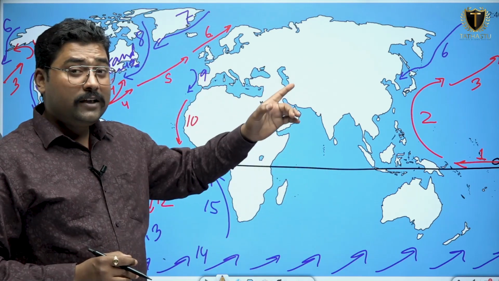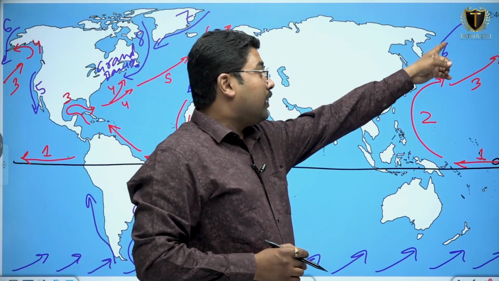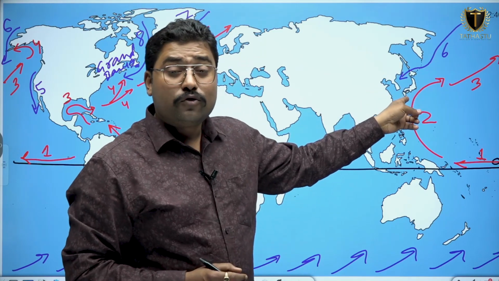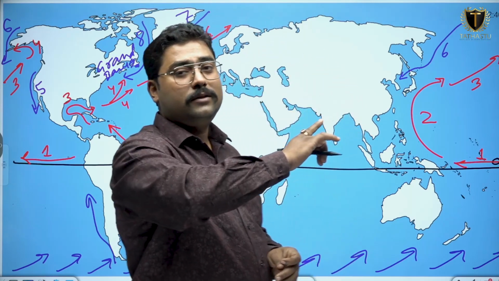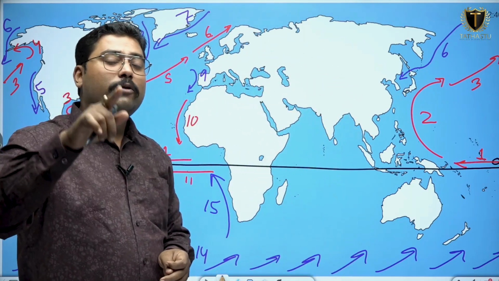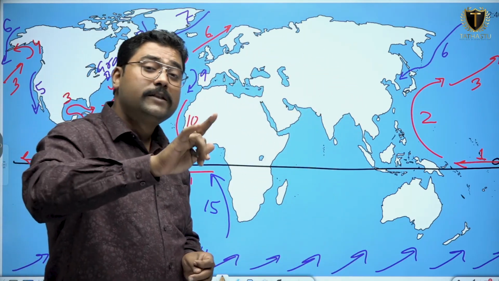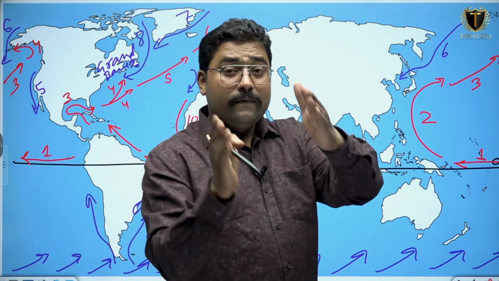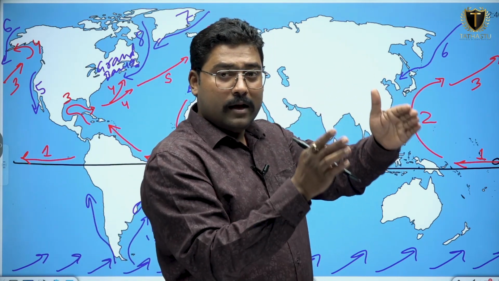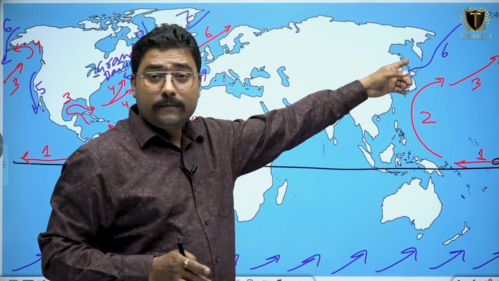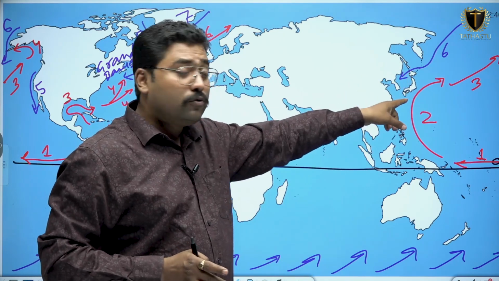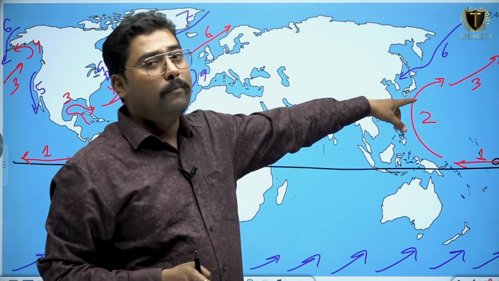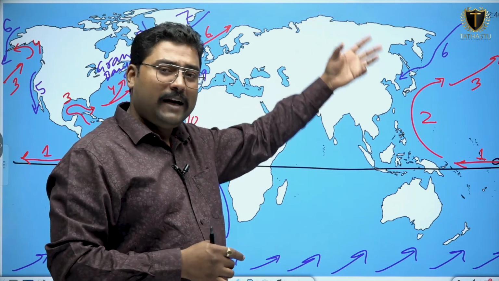Now see its effect. As the Kuril current moves to the western coast of Japan, the western coast of Japan will freeze during the winter season. It will be open during summer, but it will freeze during winter. Means the western coast is frozen due to the cold current during winter, and the eastern coast is open during winter due to the warm current. Means a good effect and a bad effect also.